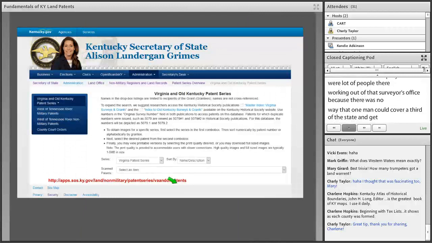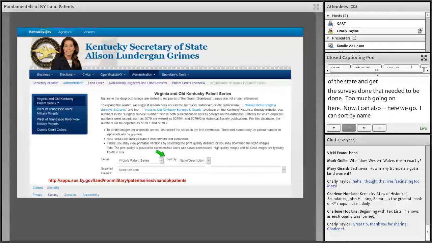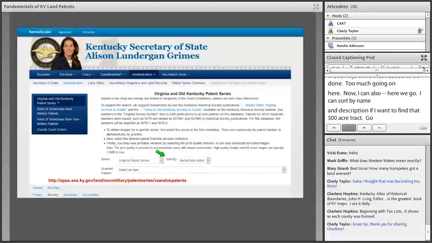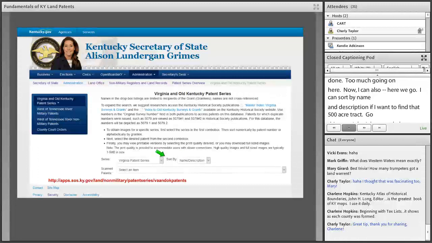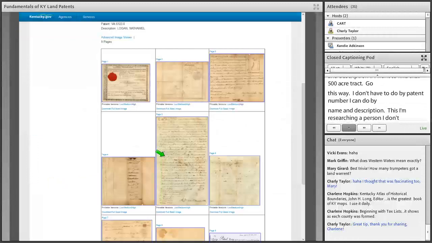Right now, I can also, oh, here we go. Okay, I can sort by name and description if I want to find that 500 acre tract. Go this way. I don't have to do by patent number. I can do by name and description. If I don't know a patent number, this is the way to do that. If I'm researching a person and I don't have access to Gilson's or the Master Index, I can just search by name. In this case, I find a Nathaniel Logan. Received patent number 6123 in the Virginia series.